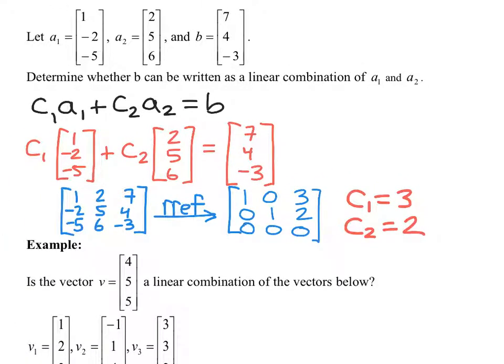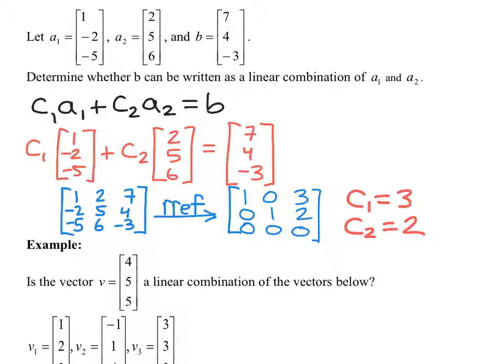And you could just do a quick eyeball estimate here and just run it through and see. If C is equal to 3, and C1 is equal to 3 and C2 is equal to 2, will that give us a 7 for the first computation? 3 times 1 plus 2 times 2. 7, right?